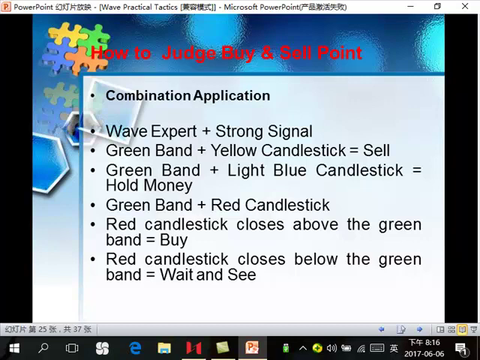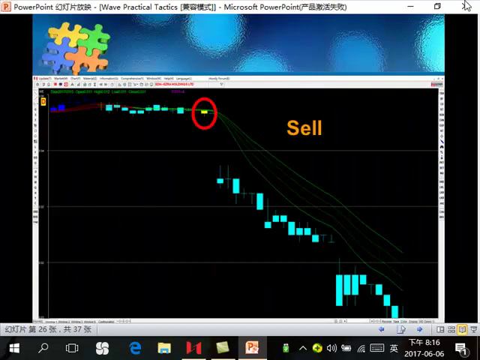Okay, so this is the method. So let's see this one, sell or not? Sell, because the green band and the yellow candlestick, here you must sell. So maybe you sell and along this day, maybe you think this sell point is too low, I will wait and see. If you wait and see, you will suffer more loss, okay?